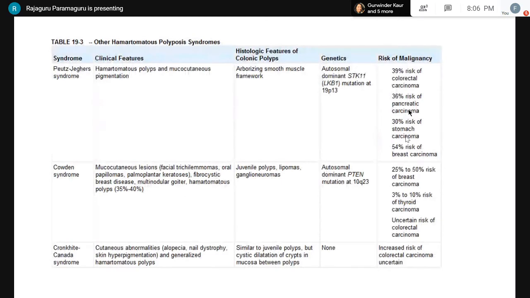So this is a table showing the different types of hamartomatous polyposis syndrome and their association with lesions elsewhere in the body: the skin, the breast, and the thyroid. I'm not going into detail of that.